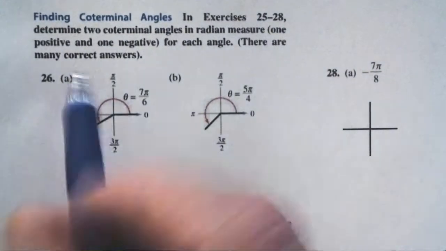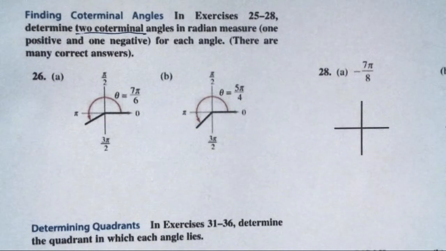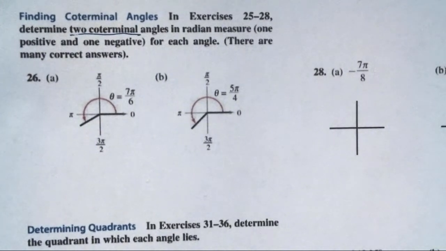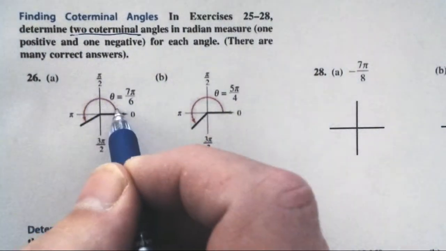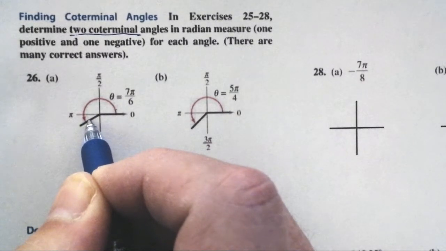All right, determine 2 coterminal. Terminal means stopping point. Coterminal, 2 that stop in the same place. 2 coterminal angles in radian measure, 1 positive and 1 negative for each angle. So we have an angle of 7/6 pi. How else could we get there?